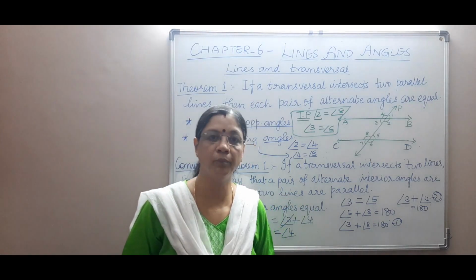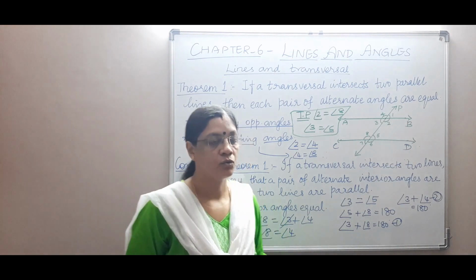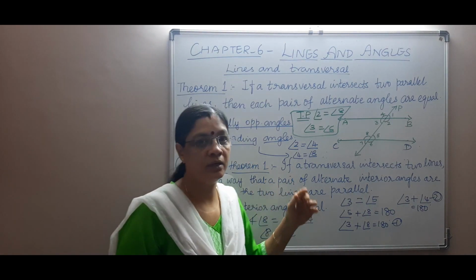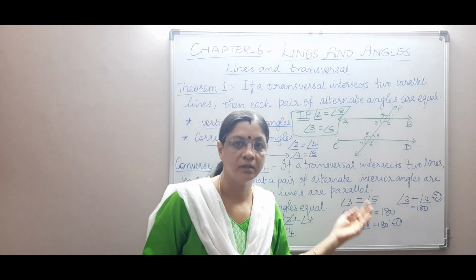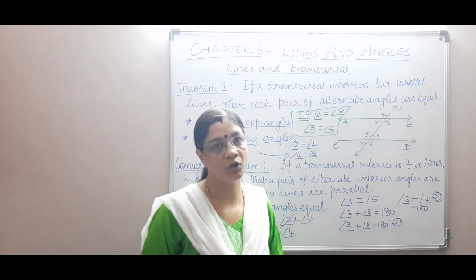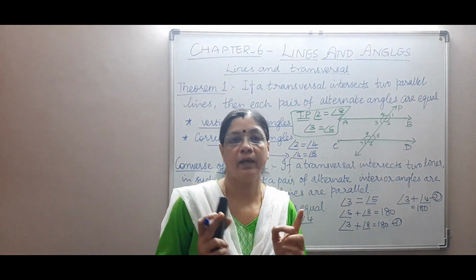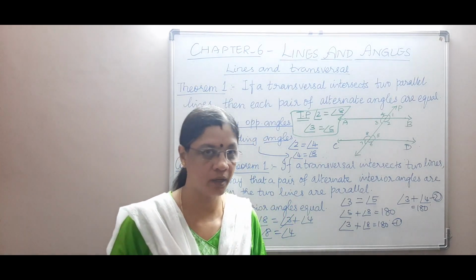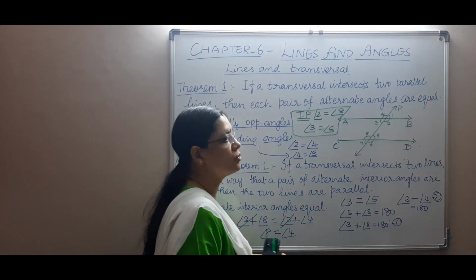So this is how we prove theorems. Okay, so this is the first theorem we have seen. Alternate interior angles are equal, and the converse also we have seen, that if the alternate interior angles are equal, then the lines have to be parallel. Okay, do you understand? So this is according to theorem 1.